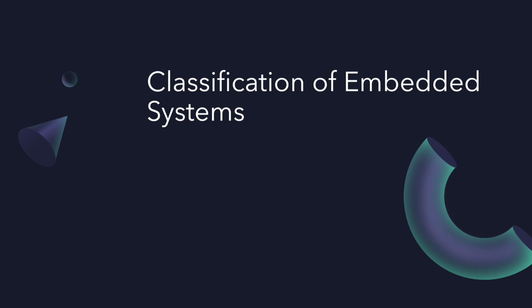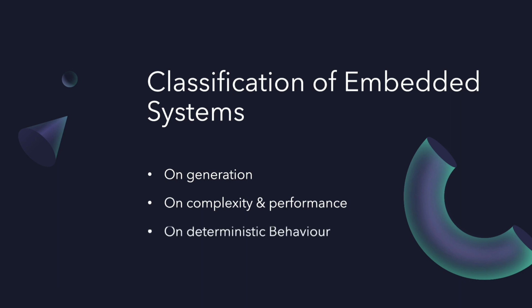Moving to the next slide, we have the classification of embedded systems. Basically, the embedded system is classified based on these four criteria: on generation, on complexity and performance, on deterministic behavior, and on triggering. The embedded systems that we see today are classified based on generation.